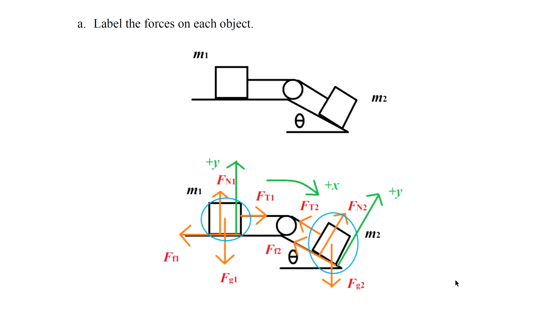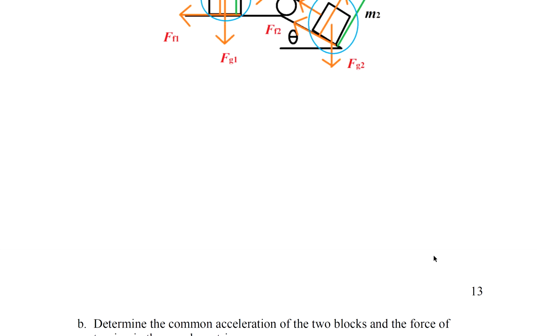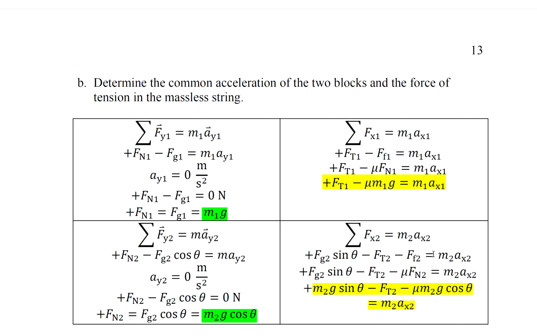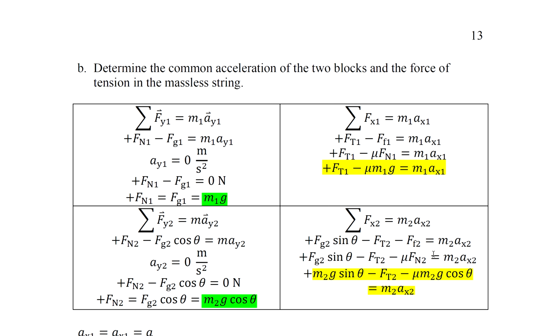So remember, 4 steps. Tell me the 4 steps. Step 1, circle the objects. Step 2, label the forces. Step 3, put an x and y axis. Step 4, use the equation F equals ma. So you could see positive x is clockwise, and for mass 2, positive y is 90 degrees from the surface. Part B, determine the common acceleration of the two blocks and the force of tension in the massless string.